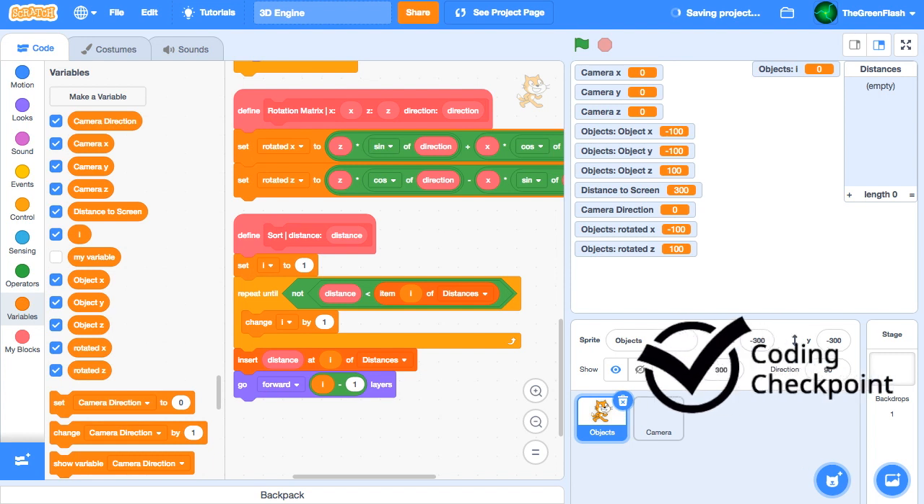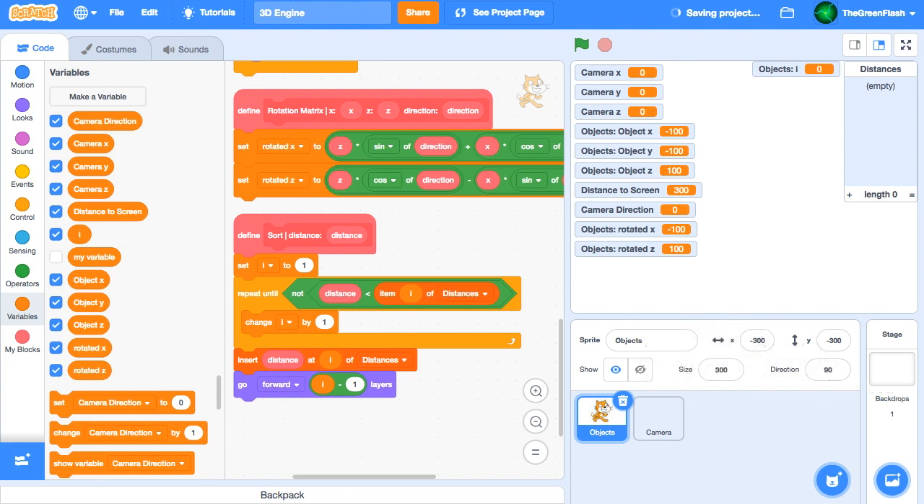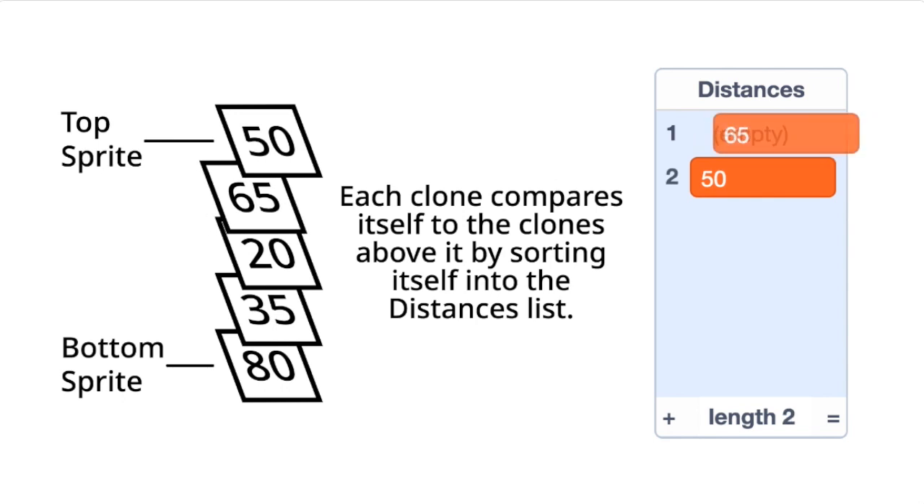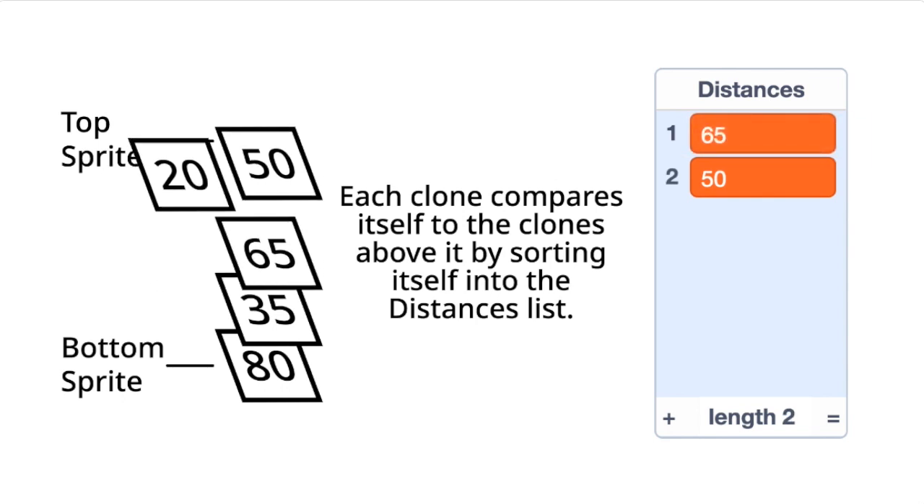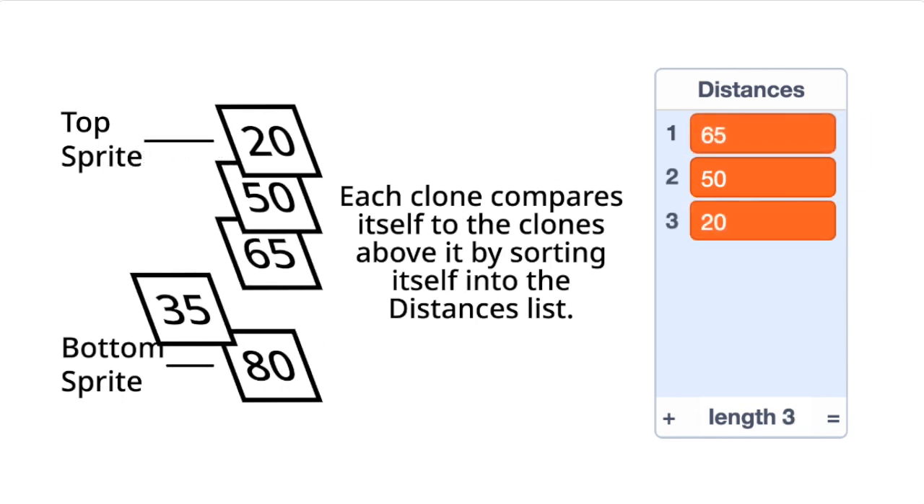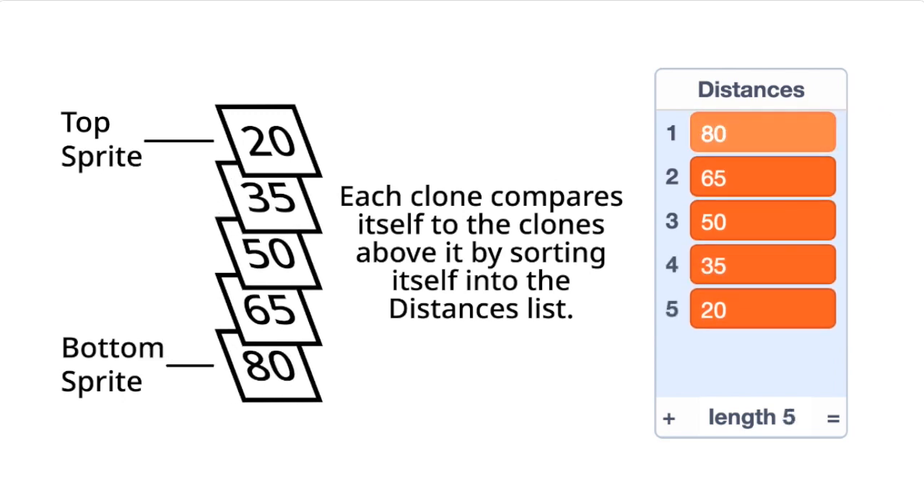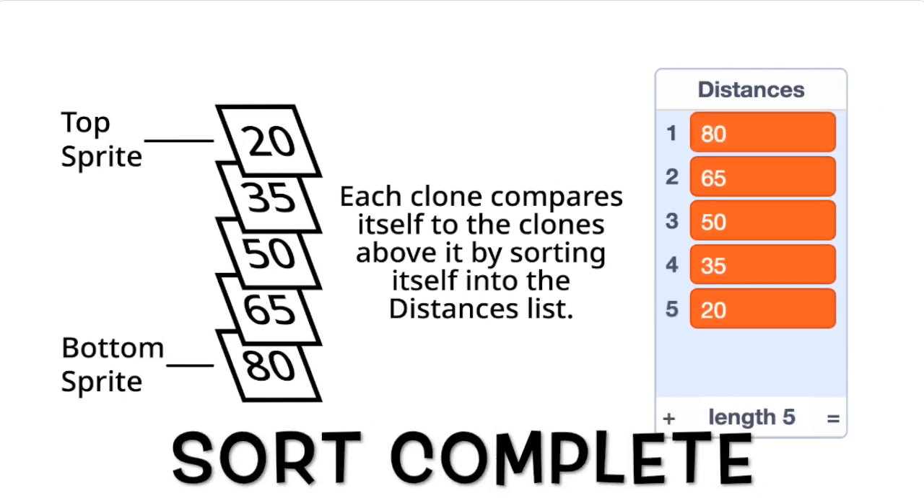When scripts are run in multiple clones on Scratch, they are executed in layer order. That is to say, the clone that is on top will execute its script first, and the clone on the bottom will execute its script last. The sorting algorithm figures out where the clone should be layered in relation to the other clones, and then it moves the clone to the correct position.